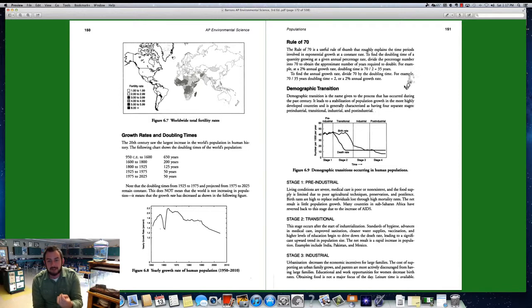The net result is little population growth. This is like when we first came over to the United States. Conditions were harsh. We didn't have the best medication. We didn't grow very fast. That would be a great example of stage 1.